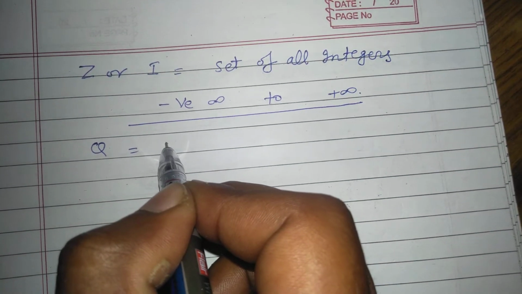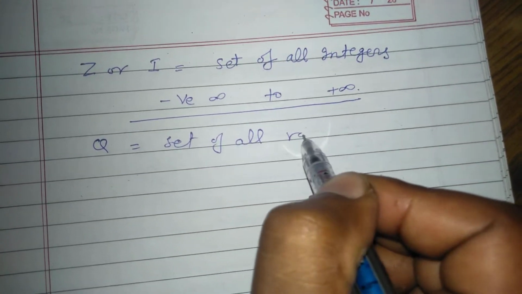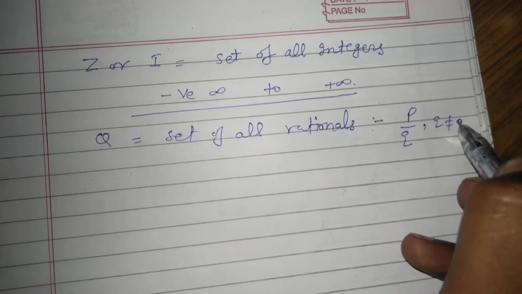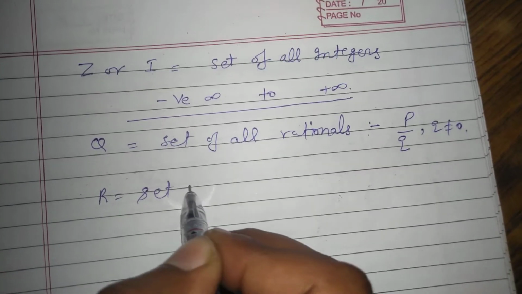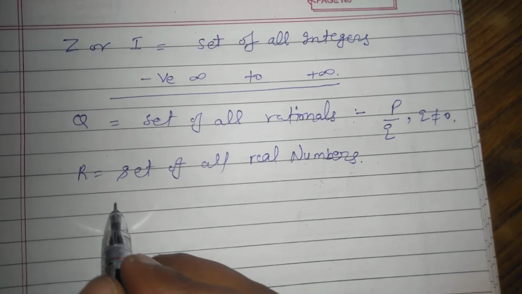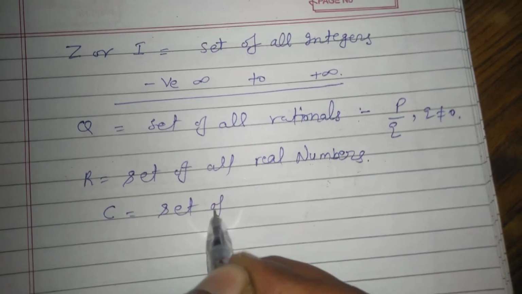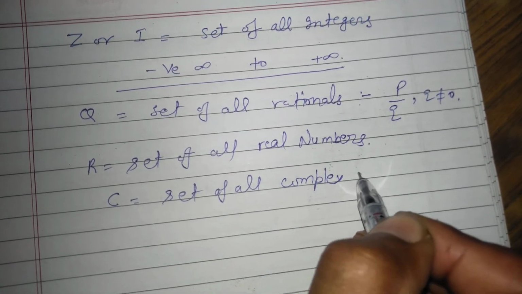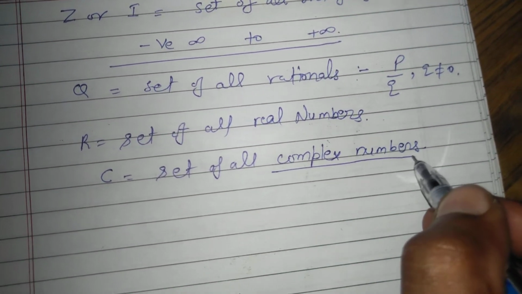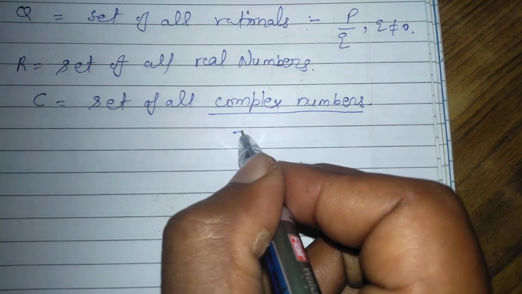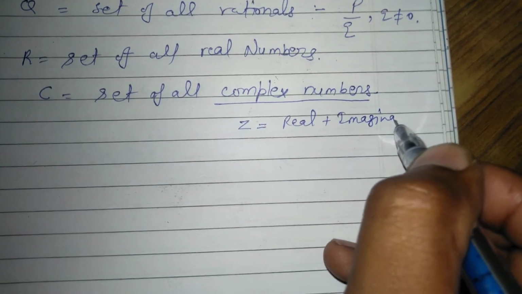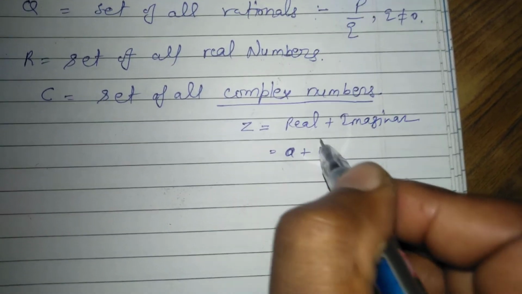Q is the set of all rational number, that we read in the form of P by Q, in which Q is not equal to 0. R, set of all real number. All real numbers. And C, set of complex number, and complex number denoted by Z and real plus imaginary number. That we read A plus iota B, iota B.